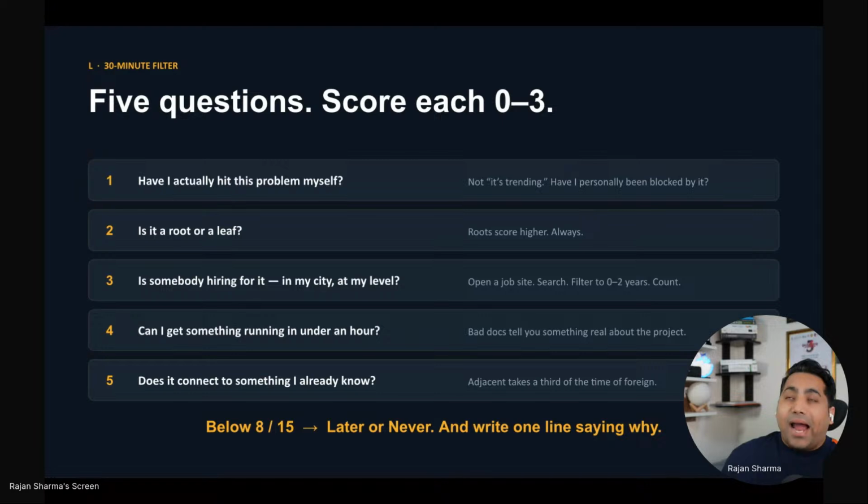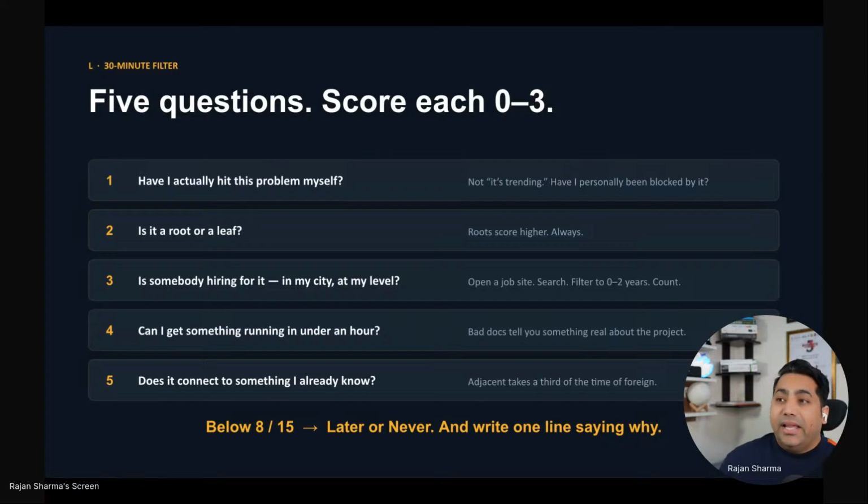Second is, identify whether it's a root or a leaf. We already had a good discussion in the past about what the root is and what the leaf is, but figure out whether it is a technology which is going for the long term or the short term. Just figure it out and then take a decision on that.